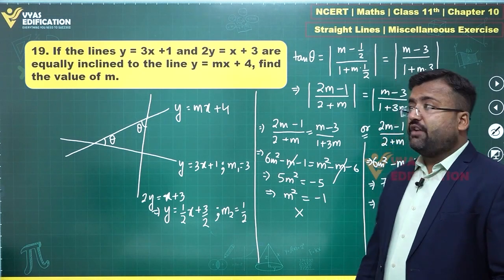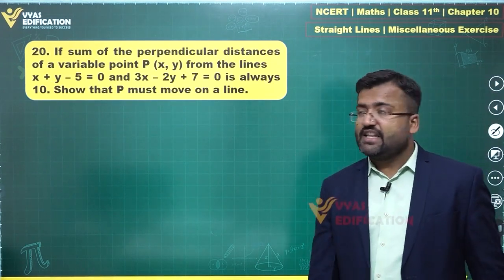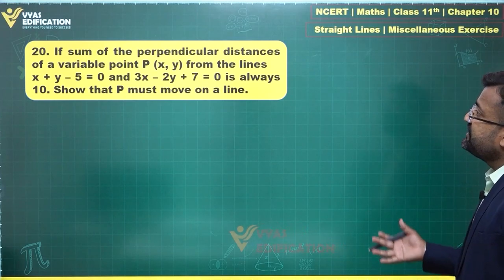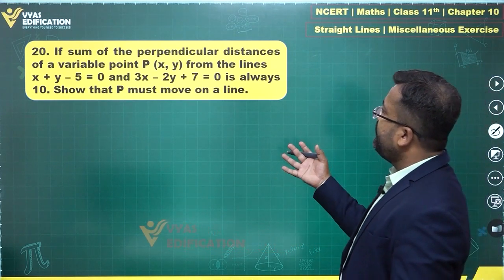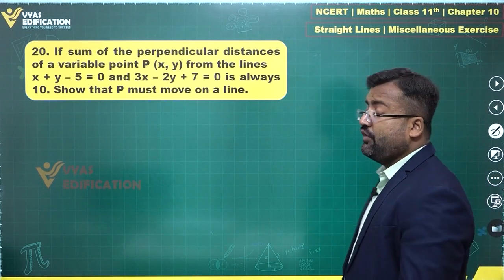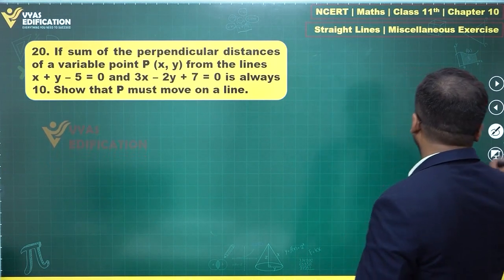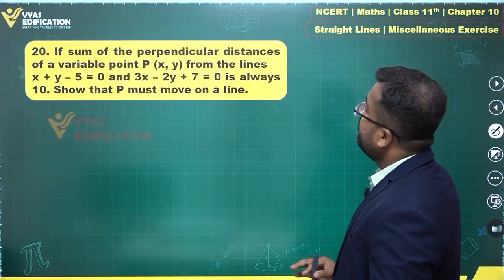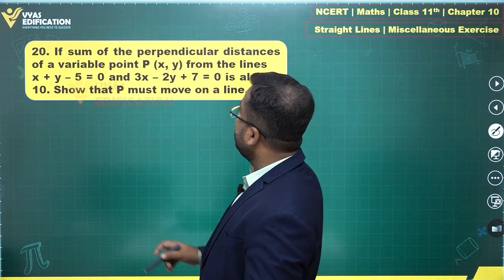Let's move on to the next question after this. The 20th question says, if the sum of the perpendicular distances of a variable point P(x, y) from the lines this and this is always 10, show that P must move on a line. Okay, let's take a look at this question. Sum of perpendicular distance of a variable point P from the lines this and this.